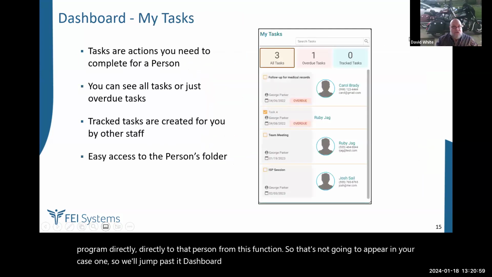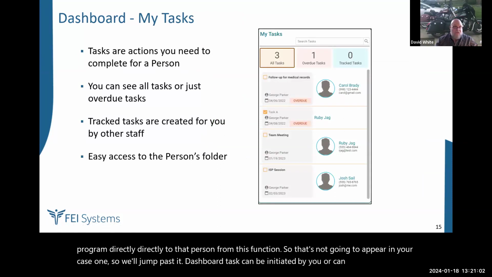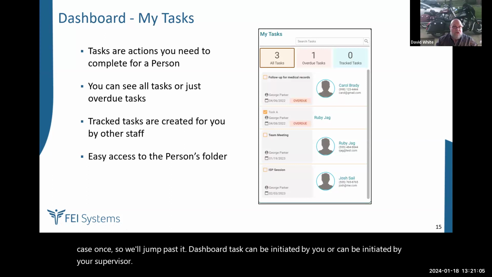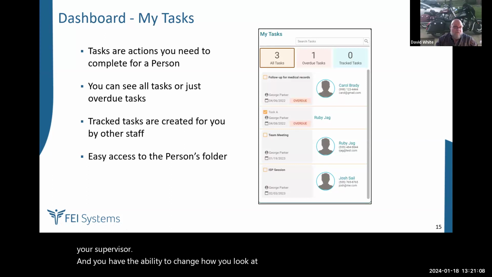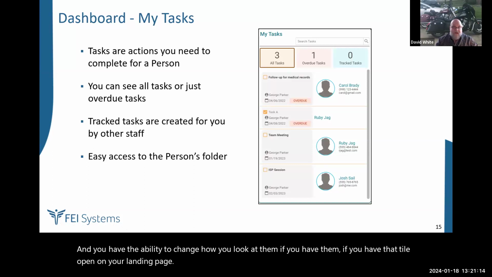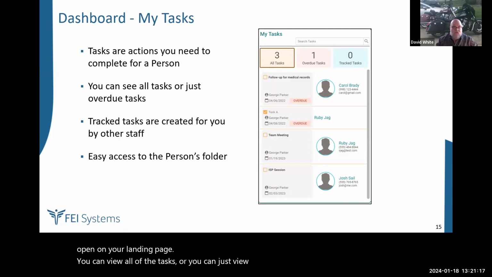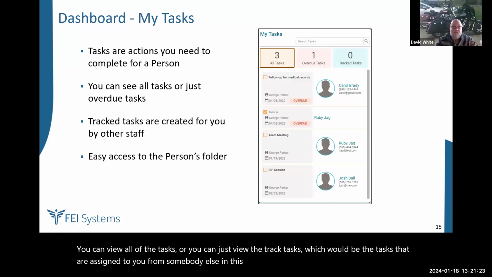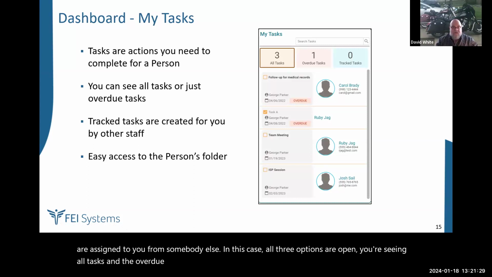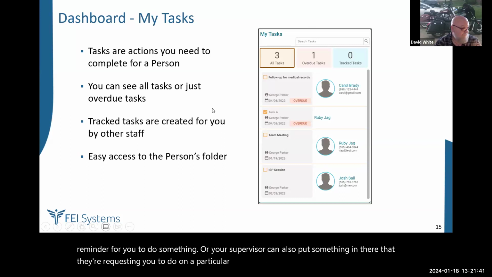Dashboard tasks can be initiated by you or can be initiated by your supervisor. And you have the ability to change how you look at them, if you have that tile open on your landing page. You can view all of the tasks, or you can just view the tracked tasks, which would be the tasks that are assigned to you from somebody else. In this case, all three options are open. You're seeing all tasks and the overdue tasks, but you have the ability to put something in there as a reminder for you to do something, or your supervisor can also put something in there that they're requesting you to do on a particular case, and that task is put in there.